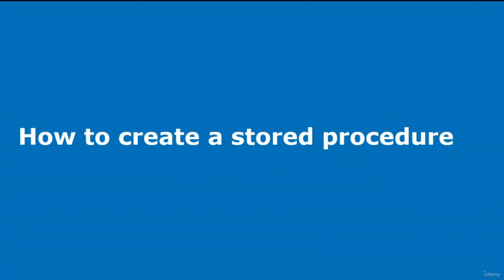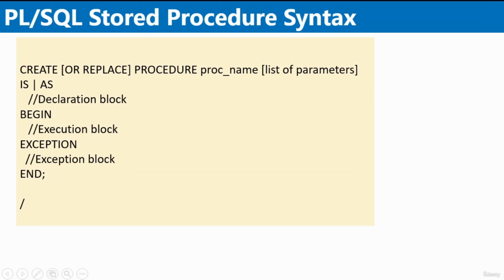In this video, I'm going to be creating a stored procedure. Here is a basic syntax for creating a stored procedure. A stored procedure basically consists of two parts, the header and the body part. The header contains the name of the procedure and the parameters passed to the procedure. The body consists of the declaration section, the execution section, and the exception section.